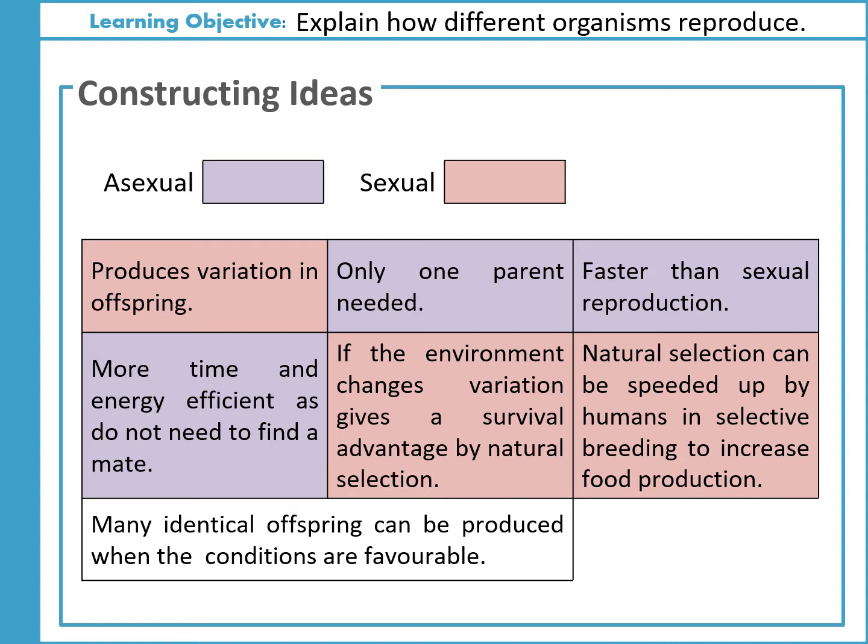And finally, many identical offspring can be produced when the conditions are favourable. So, for example, in plants, and particularly if we're trying to make a crop very quickly, we may well have used natural selection to produce the ideal plant, perhaps a strawberry with beautiful, sweet, juicy berries. And then once we've got that organism with those genes, we can use asexual reproduction to produce many of those plants which all have the same genes, and therefore all of the strawberries will have the same taste and juicy nature.